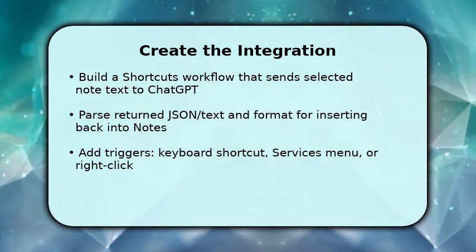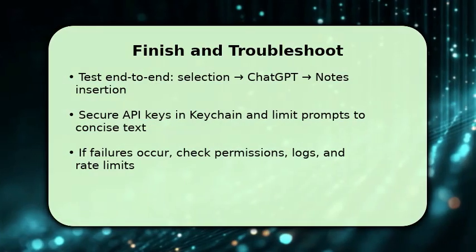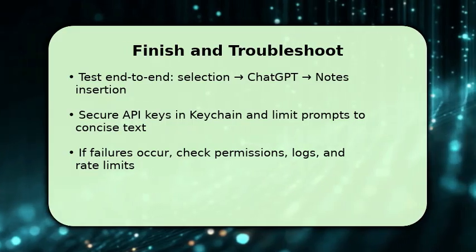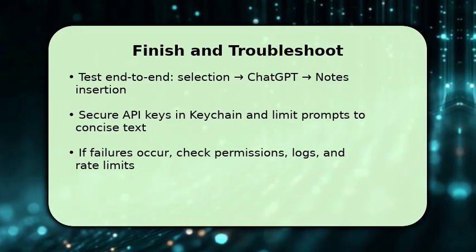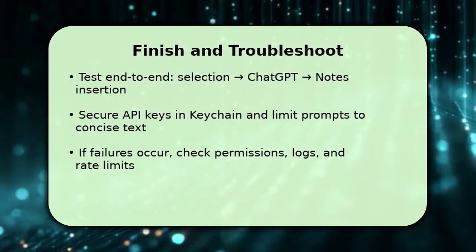You finalize by testing the entire flow with a real note. Select text, run the shortcut, review ChatGPT's output, and accept or edit the inserted content. Once satisfied, optimize prompts for brevity and enable keychain storage for API keys to prevent leaks.